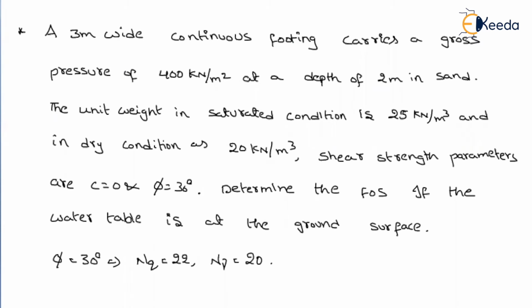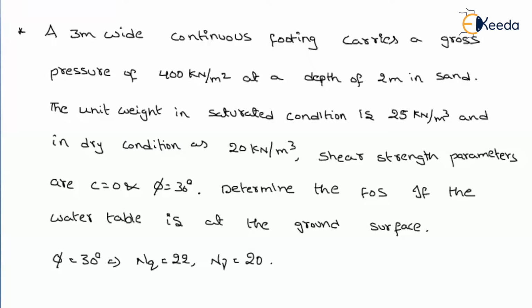First, understand what is the given data. A 3-meter wide continuous footing carries a gross pressure of 400 kilonewton per meter square at a depth of 2 meter in sand. That means it is a continuous footing, so no need to apply any correction factors. Width is given as 3 meter. The load acting from the footing is 400 kilonewton per meter square, and depth is given as 2 meter.